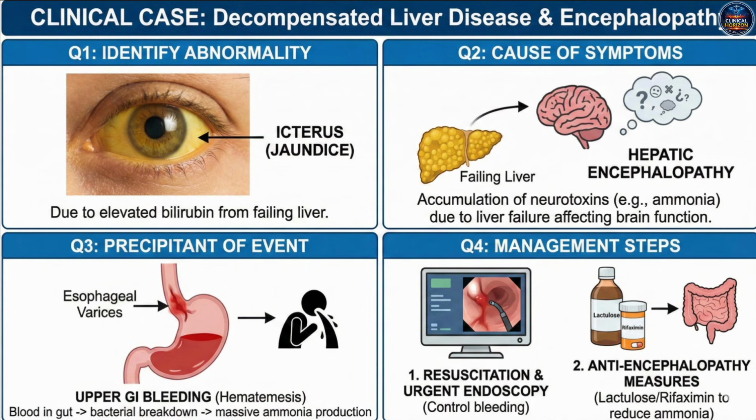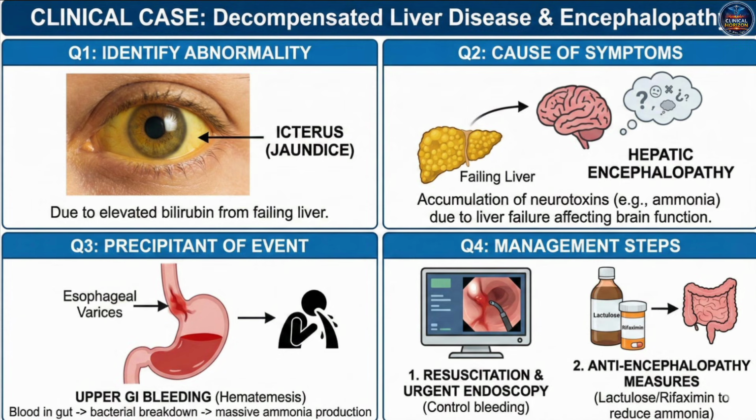Now question number 4. Give 2 most important management steps. This is an emergency. You need to treat the trigger, that is the bleed, and the result, that is the coma, simultaneously. The answer to write: resuscitation and urgent upper GI endoscopy.